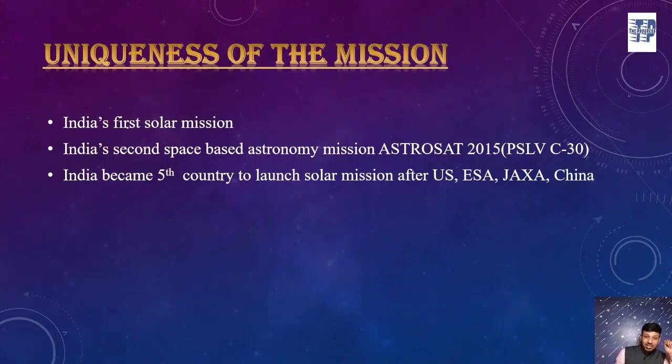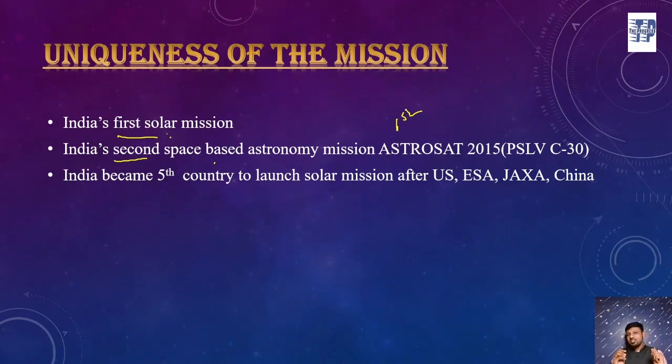This is India's first solar mission. Even in the Chandrayaan case, it is Chandrayaan 3, which means it is the third lunar mission sent by India. But with respect to the sun, this is the first mission sent by India as a country. The second speciality is that this is India's second space-based astronomy mission. Previously, AstroSat was the first space-based astronomy mission of India, and ADITYA is going to be the second.